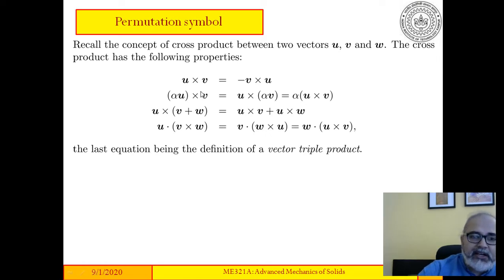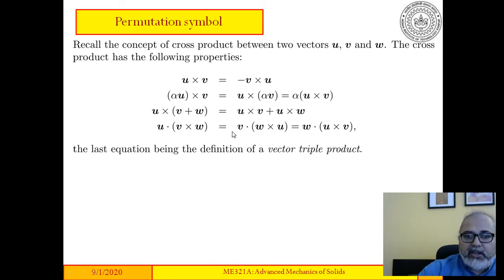And then there are a bunch of properties which you probably are aware of. Cross product is distributive, so u cross (v plus w) is equal to u cross v plus u cross w. One important thing here is the last equation, which is called a vector triple product. It's a cross product between two vectors dotted with another vector. What you get from this is a scalar. And this has some properties which are written here.